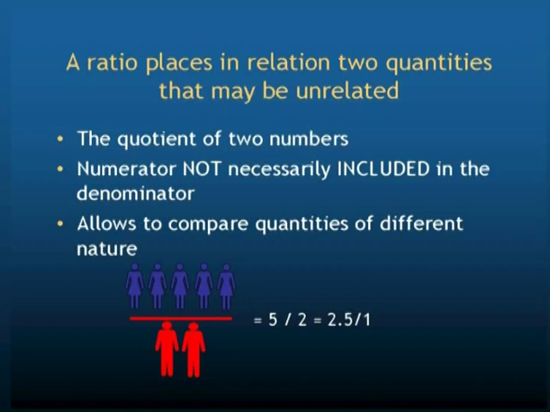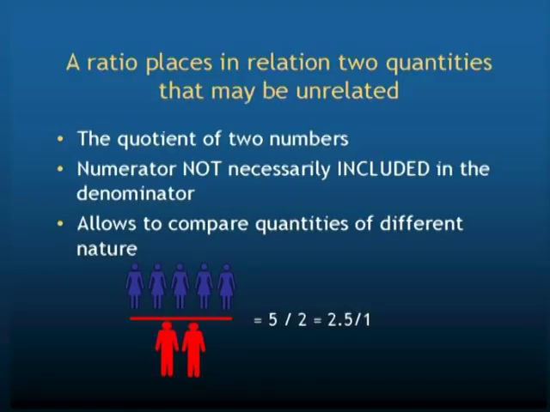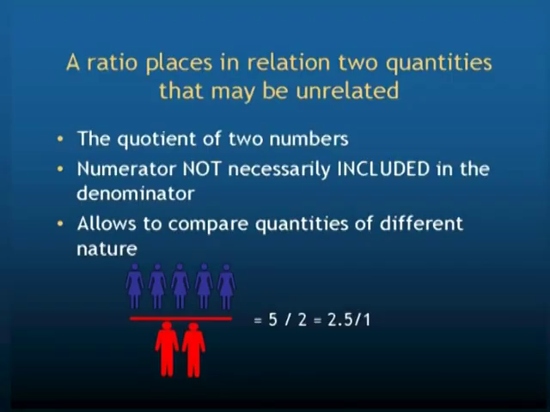A ratio places in relation two quantities that may be unrelated. It is the quotient of two numbers. The numerator is not necessarily included in the denominator. It allows us to compare quantities of different nature. One example of a ratio is the sex ratio, male to female: how many females are there, how many males are there. If there are 5 females and 2 males, then 2.5 to 1 is the sex ratio. The numerator is different from the denominator and is not included in it; these are two totally different groups.